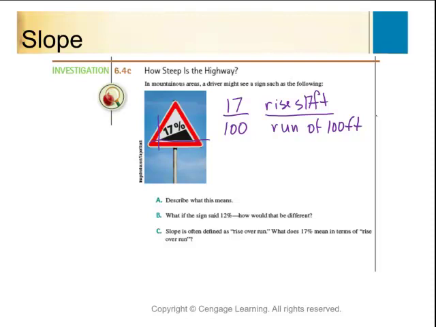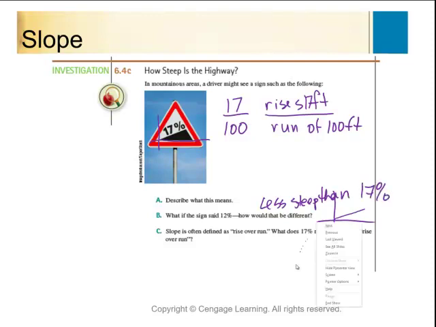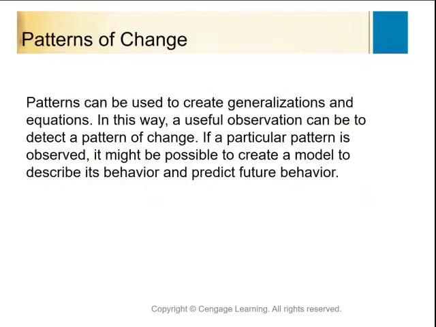If its sign said 12%, how would that be different? That means it would only rise 12 for every run of 100, and it would be slightly less steep than 17%. Oh, we already did C as well. Okay, let's go on to the next one.